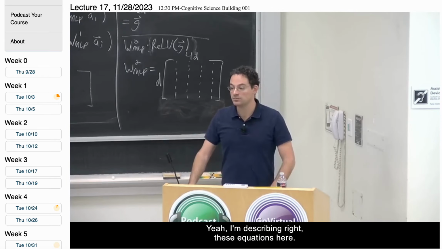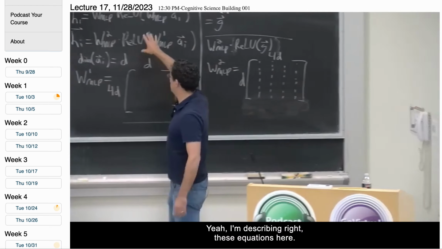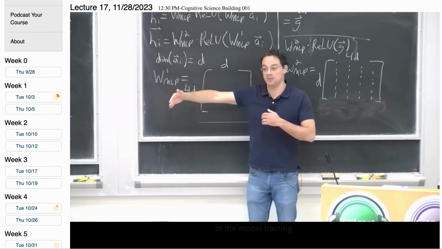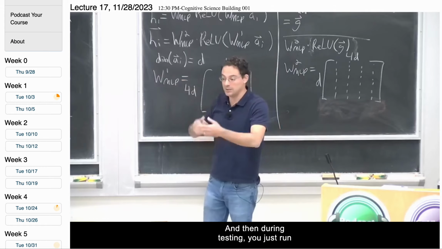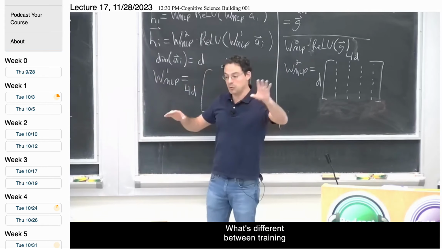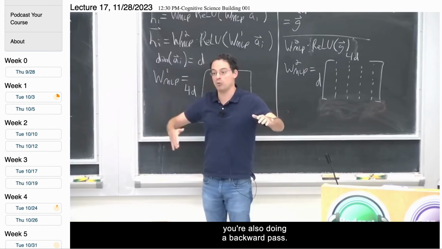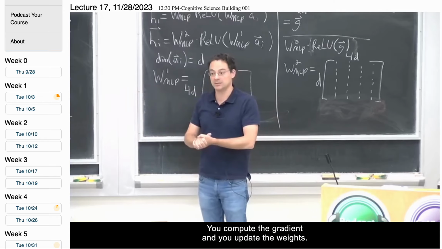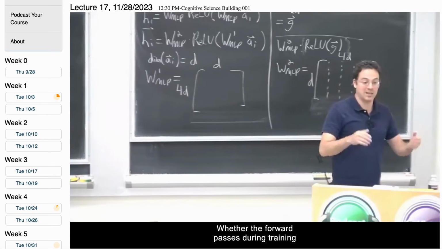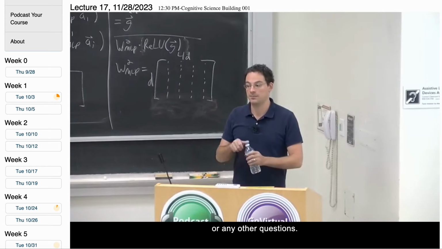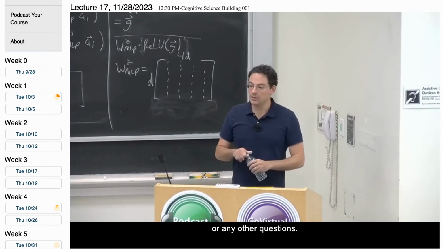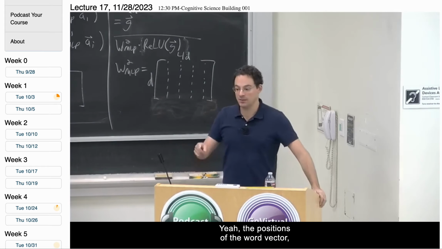We have one vector per fact or entity. What I'm describing, these equations here, is how the model runs. This is the forward pass of the model. During both training and testing, you just run the model using the equations on the forward pass. What's different is that during training, you're also doing a backward pass where you compute the gradient and update the weights. But the equations are the same whether the forward pass is during training or not. Any other questions? Yeah.